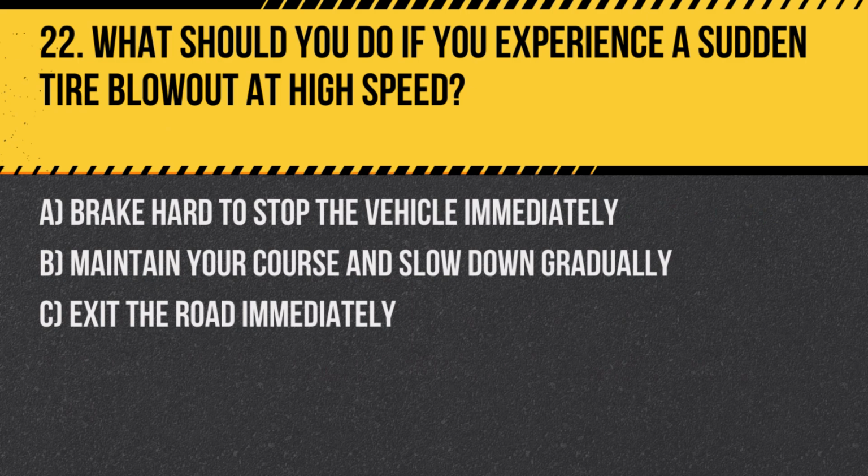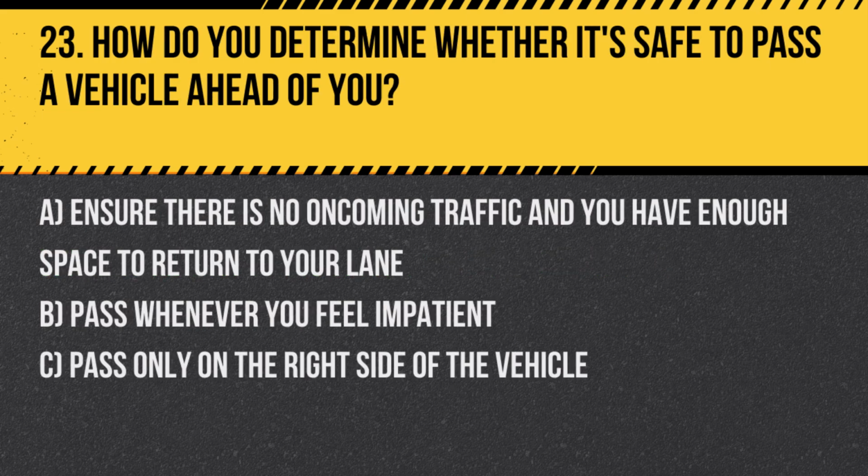Question 22. What should you do if you experience a sudden tire blowout at high speed? A. Brake hard to stop the vehicle immediately. B. Maintain your course and slow down gradually. C. Exit the road immediately. Answer: B. Maintain your course and slow down gradually. If you experience a tire blowout at high speed, it's important to keep the vehicle steady and slow down gradually before pulling over safely.